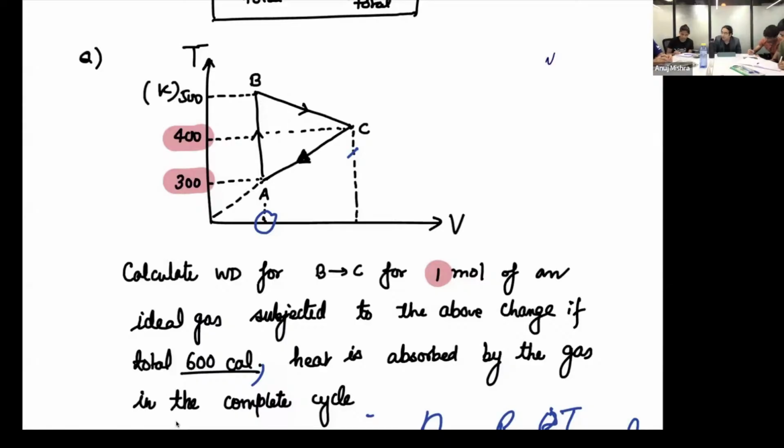समझ में आ गया? Anyone? So what does that say? Temperature 500, 400, 300.